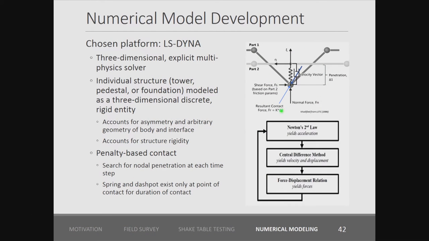The interaction between the individual entities utilized a penalty-based contact algorithm, which is shown schematically on the upper right-hand side. And this indicates that at every time step in the simulation, there is a search for penetration of the nodes of one body into the elements of another corresponding body. And at this time, and only at these specific locations, are spring and dashpot type elements generated to repel the penetration and create forces of contact between the bodies, where these forces of contact are then used to solve for the acceleration of the individual bodies, and subsequently for the velocity and displacement and the updated position of each of the individual bodies, which can then lead to the next search for penetration of nodes at the next given time step.